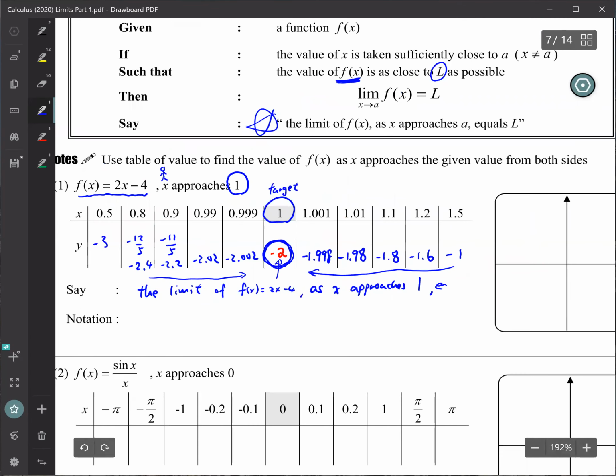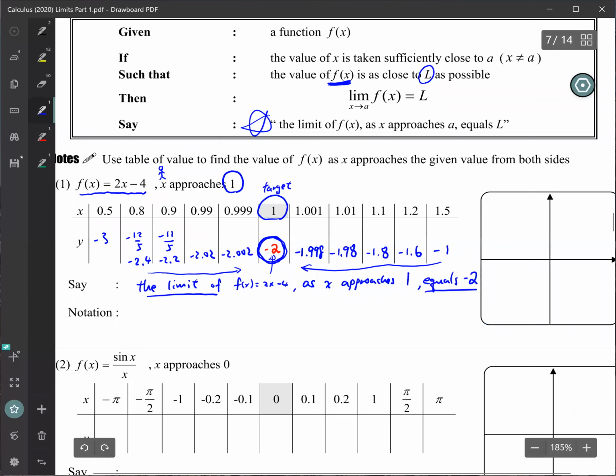Equals to what? Emily? -2. Yeah, equals to -2. Okay, so the limit equals to -2, right? The middle part is just explaining where the person is walking towards.